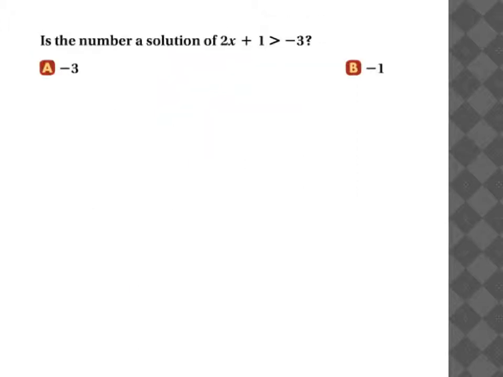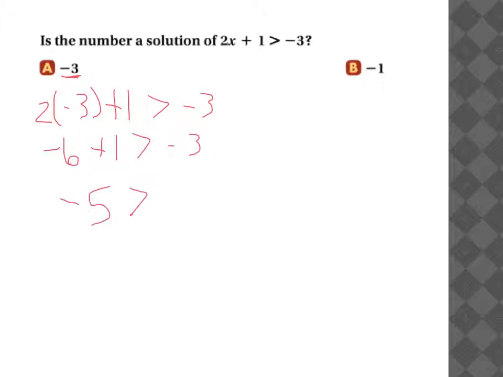Here I want to see, are these numbers an answer or a solution to this inequality? So I'm going to do the first one, and then you will do the second one by yourself. So it's saying that what if x is -3? So if I have 2x plus 1 is greater than -3 and I plug in -3, is this true? So 2 times -3 is -6, plus 1 is -5. And if I were to read this out loud, this is saying -5 greater than -3.